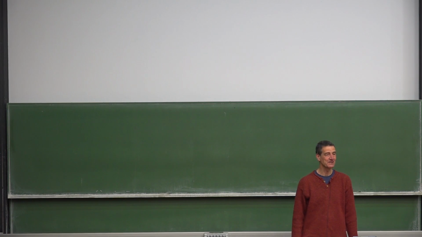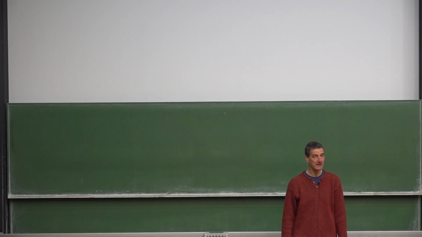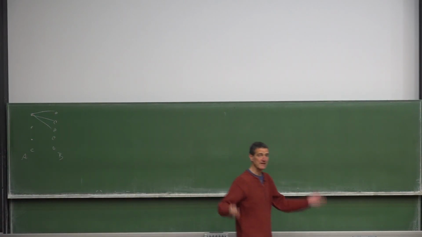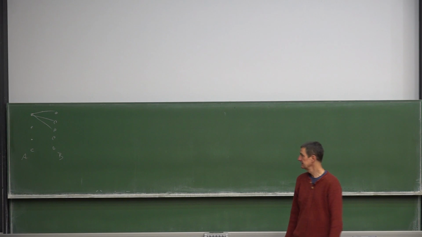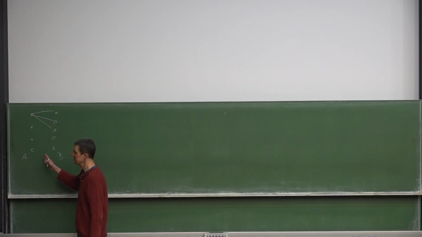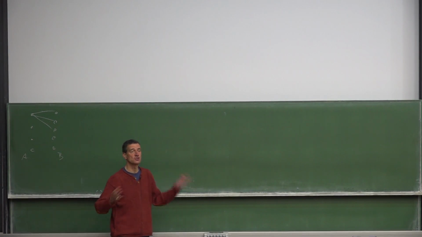Okay, so we continue with bipartite matching. So we have a graph with a bipartition A and B, and we're looking for a good matching, a choice of independent edges that is as good as possible.